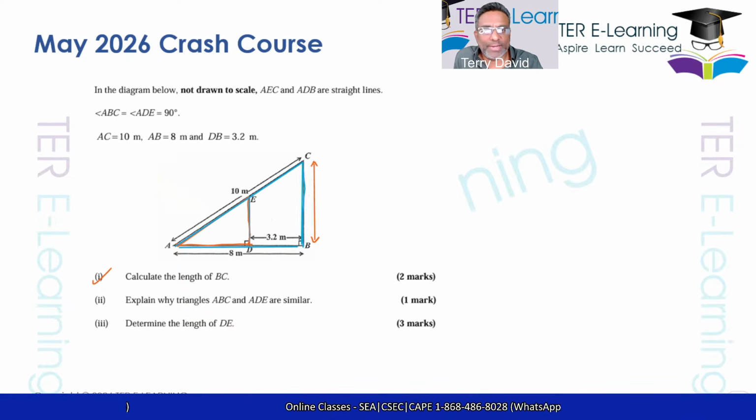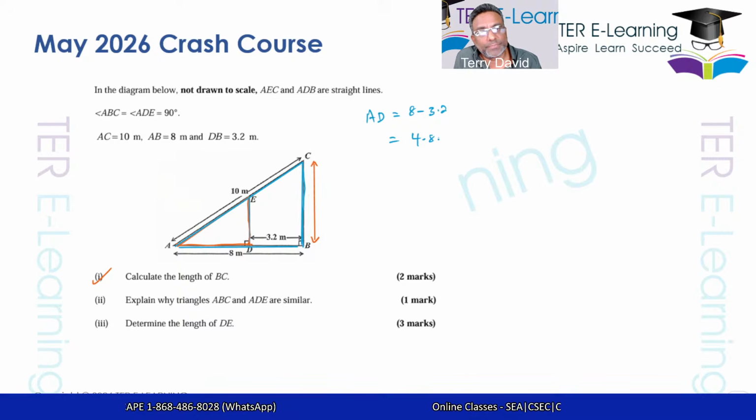Okay, in the triangle here, we're going to have to work out certain things. So first of all, I can work out the length AD. The length AD is simply going to be 8 minus 3.2. So that's going to be the length AD. So 8 minus 3.2, and you're going to get 4.8 meters, right? 4.8 meters. Okay. Now, I want the length BC.